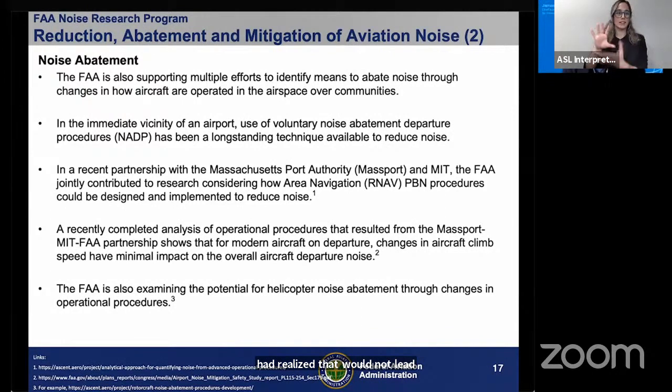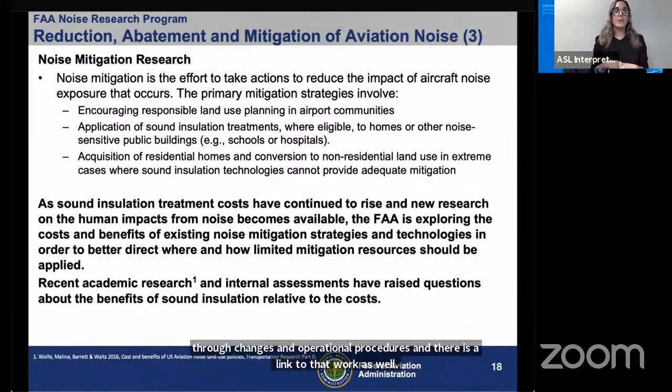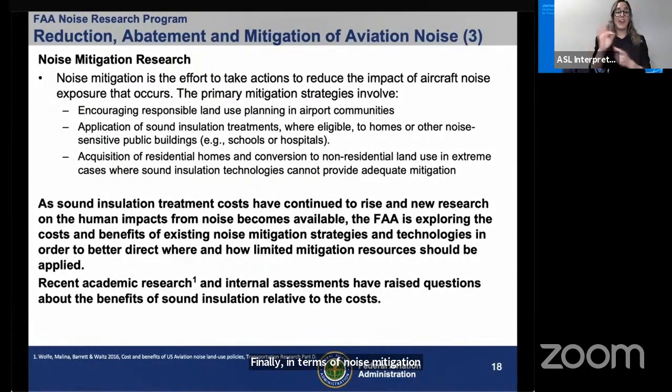And we're also examining the potential for helicopter noise abatement through changes in operational procedures. And there's a link to that work as well at the bottom. So finally, in terms of noise mitigation, within the FAA is efforts to take actions to reduce the impact of aircraft noise exposure that's already occurred.